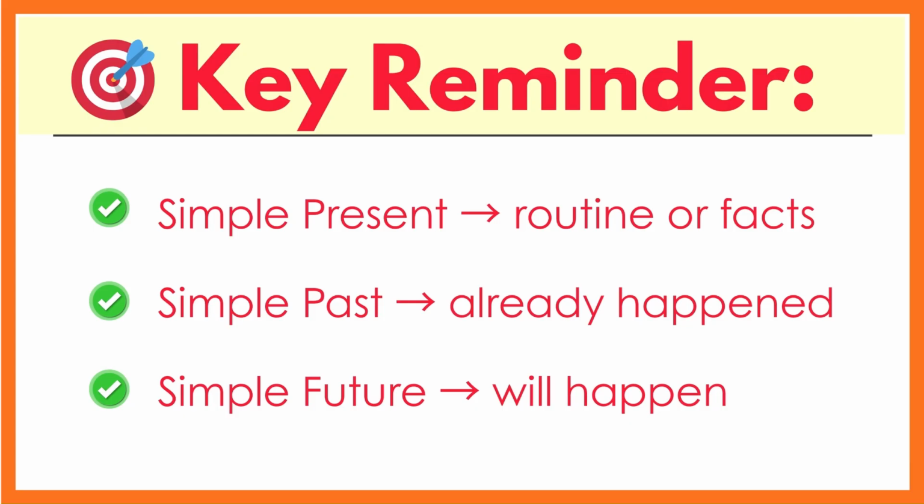Here is our key reminder about verb tenses. The simple present tense is used for routines or facts. The simple past tense is used for actions that already happened. The simple future tense is used for actions that will happen. Always remember this guide when using verb tenses correctly.